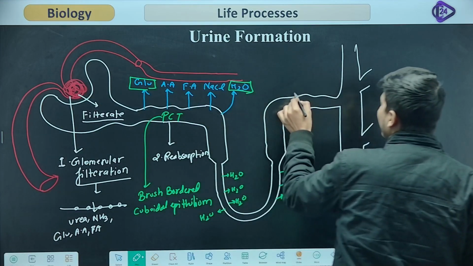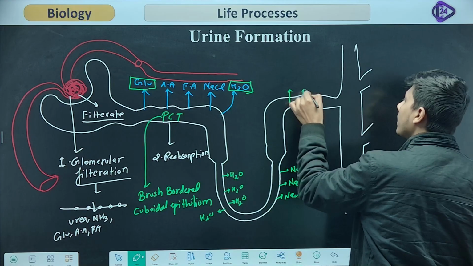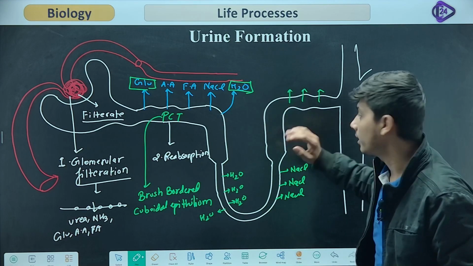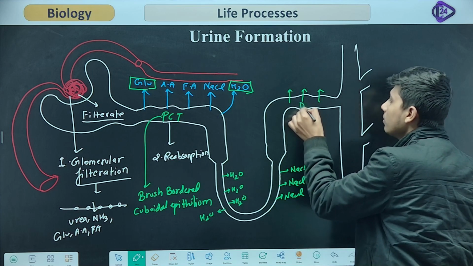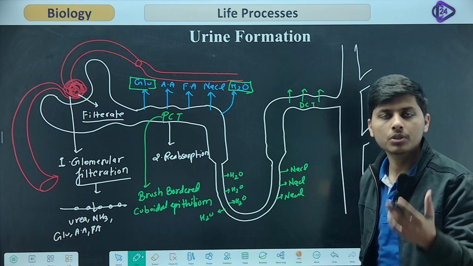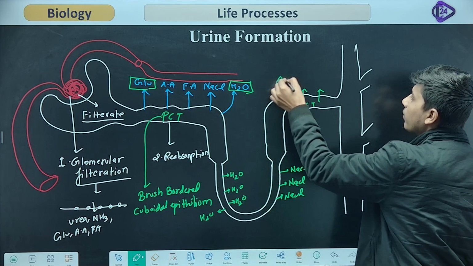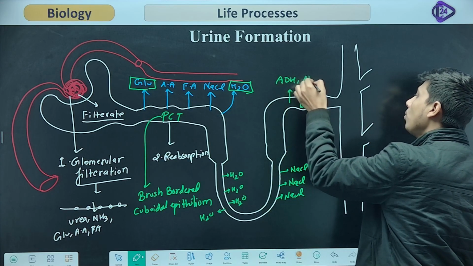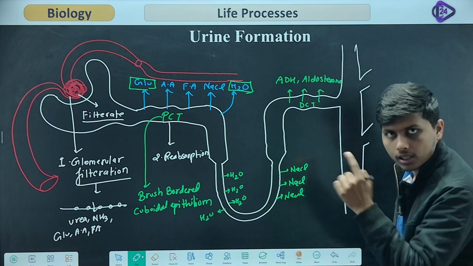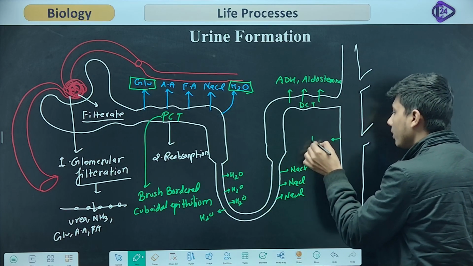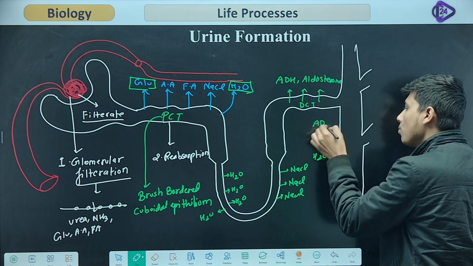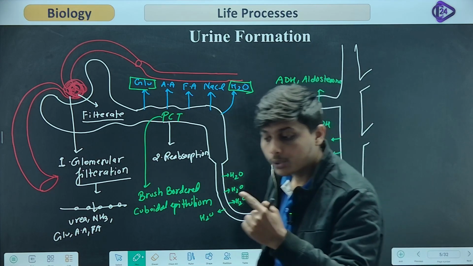Now in the DCT, only conditional reabsorption occurs. If our body requires a lot of water, then from the DCT also the reabsorption occurs under the influence of some hormones like ADH, antidiuretic hormone, and aldosterone. And from the collecting duct also the reabsorption of water takes place under these hormones, ADH and aldosterone. This is how our urine gets formed.